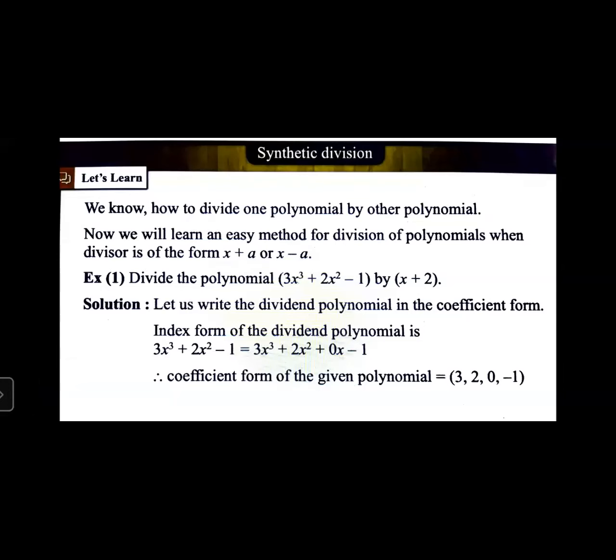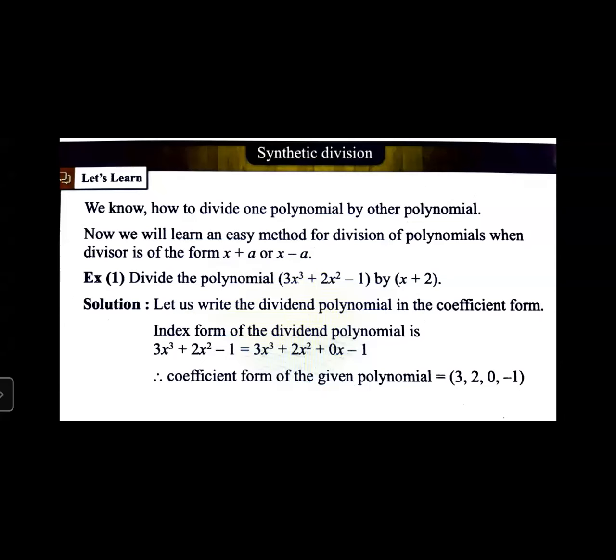We know how to divide one polynomial by another polynomial. As you all know, we have done the common method of division. Now we will learn an easy method for division of polynomials when the divisor is of the form x plus a or x minus a. That means it should have degree 1. It should be a linear polynomial, a binomial of degree 1. That means x plus a or x minus a.